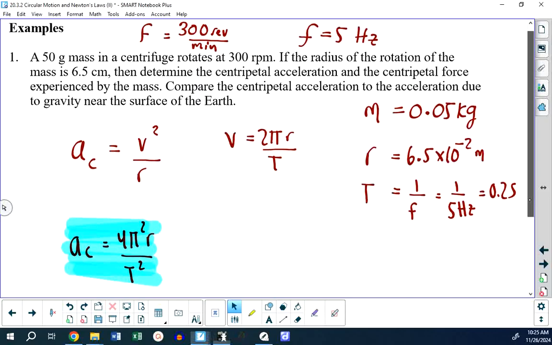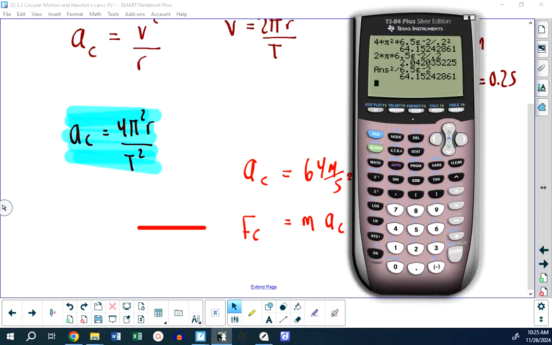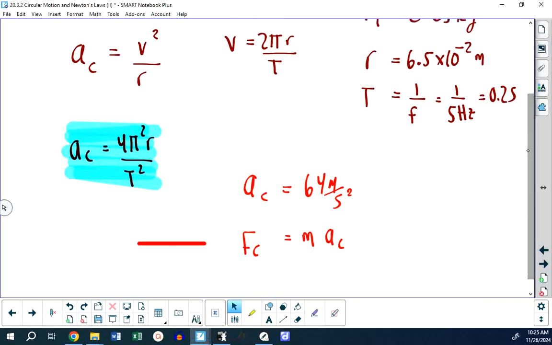Okay, so we know the acceleration. The centripetal acceleration has a magnitude of about 64 meters per second squared. How are we going to find the, quote, centripetal force? Well, we're going to say that it's really the net force, which will be the mass times the acceleration. I just need to multiply this by the mass. I believe the mass was 50 grams. Yes? 0.05 kilograms. 3.2 newtons.